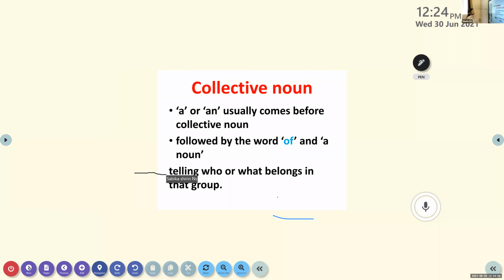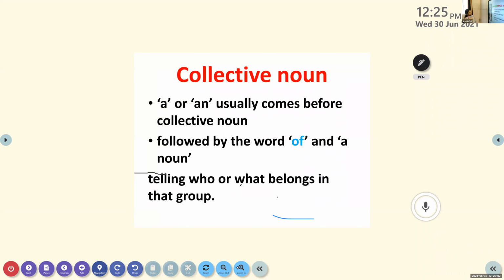So usually, how do we write it, children? Please don't open your book. All of you look at the slide. So collective noun, how do we write it? We write a or an usually before the collective noun.